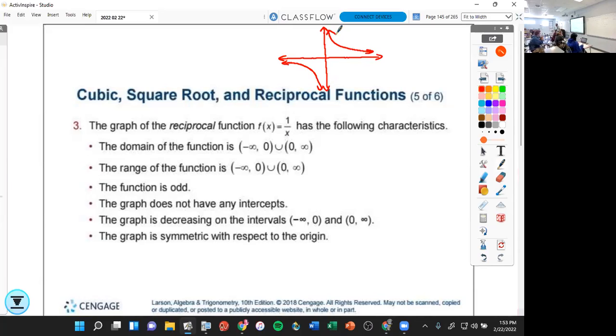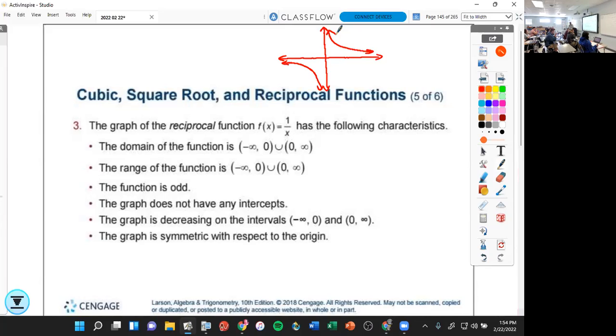Reciprocal of x would be 1 over x. The reciprocal function is f of x equals 1 over x. What can you not divide by? Can't divide by 0. Therefore, can x be 0? No. So the domain is negative infinity to 0, not including 0, to infinity, right? That's the domain.